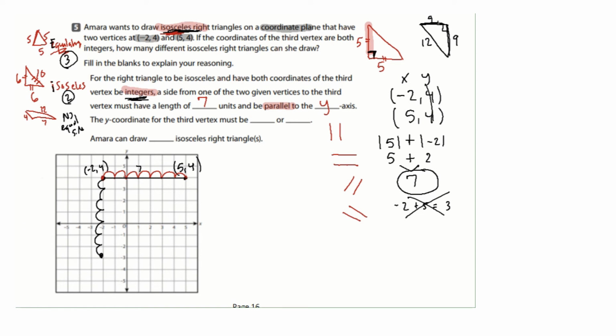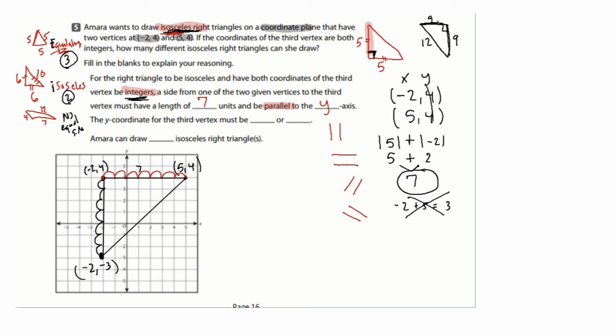So here I'm going to make my first triangle right here. So this is going to be my first triangle. And that vertex is -2, -3. All right, so this is my first triangle.